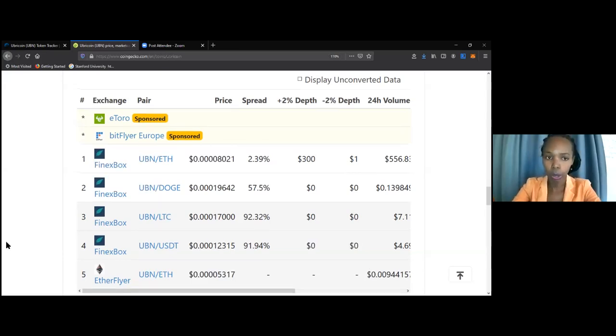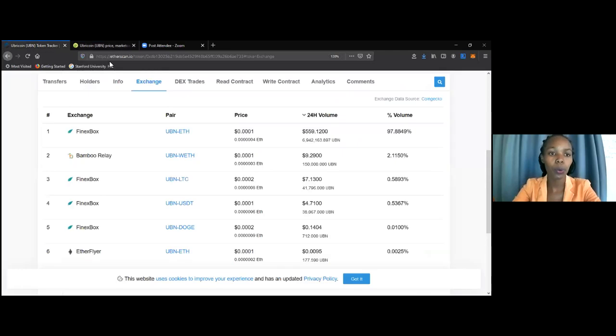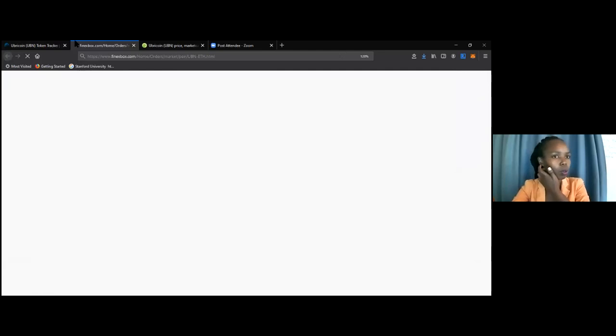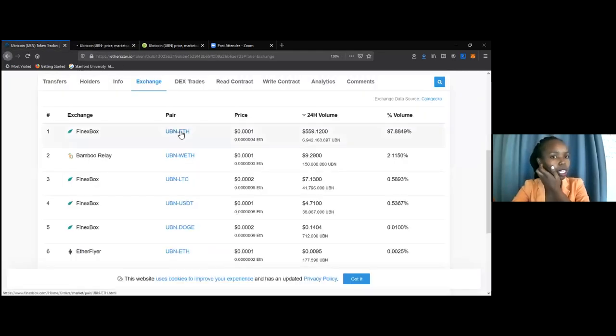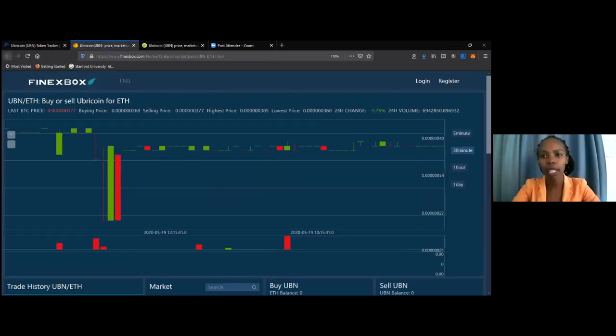So that is why I said we have to go through the UBN ETH market. So I'm going to go to this market. You just click on the UBN ETH market, and it's going to take you to that market. Then you have an option to register or log in. For those who do not have an account, just register. You just need an email address and a password. But for people who have an account, what you need to do is to click on login.